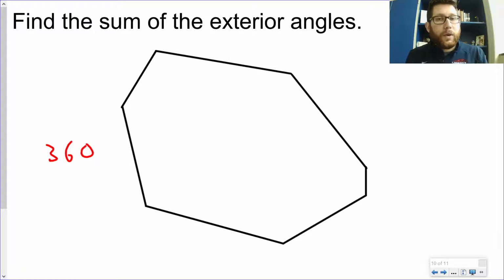1, you need to know your polygon names, up through 12, not including 11. 2, you need to know your interior angle sum. So that's (n minus 2) times 180. And 3, you need to know that the exterior angles always add up to 360 degrees for convex polygons.